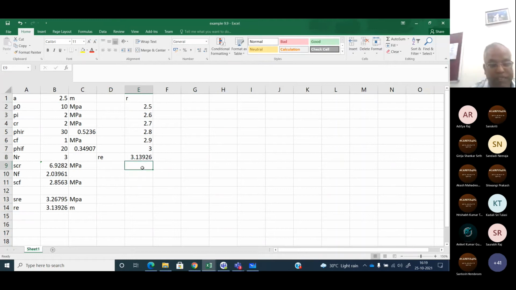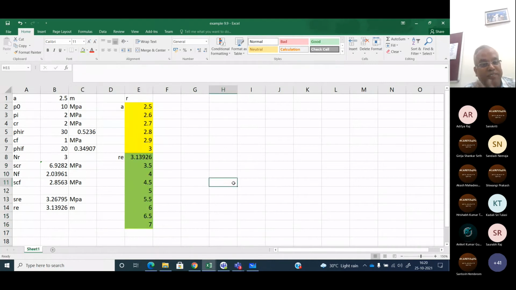So after this, all will be plastic zone, right? So let's say I will plot up to 7. This is my R. This is starting at A, and starting at A, this is RE. So this is, you may say, plastic zone and the rest is elastic zone. Okay, so this is how we are demarcating. From RE onward, we can say it has started elastic.